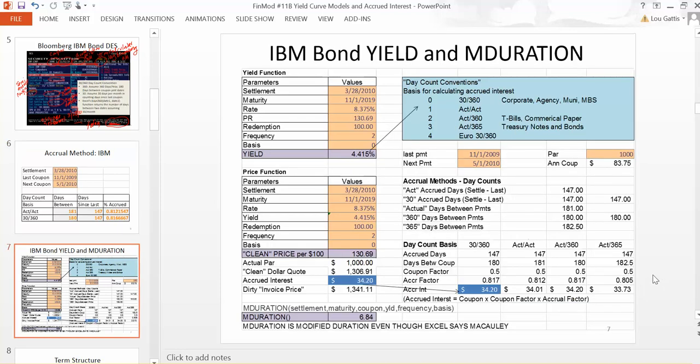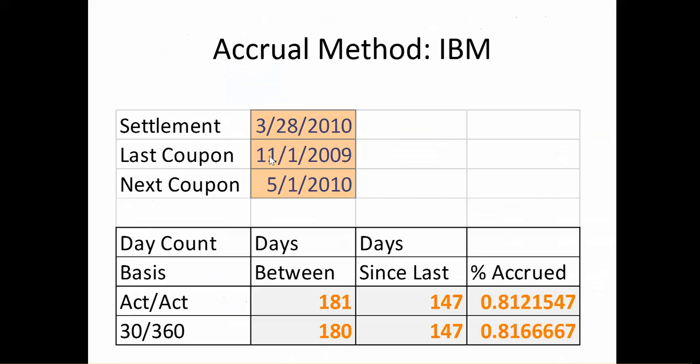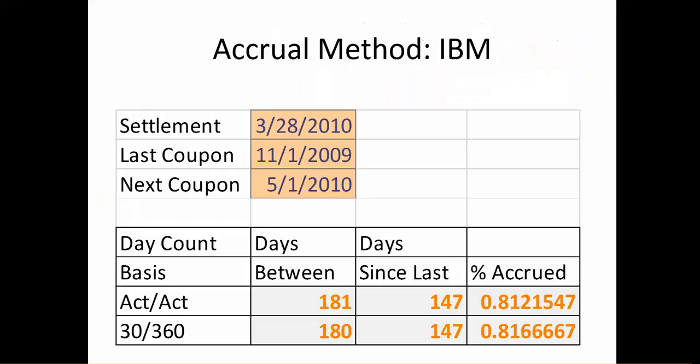So if I want to calculate the accrued interest, there's a little more detailed schedule. Let's take a look at this. By the way, I just took all the values from Bloomberg and plugged them in, and I used Excel's yield function. I got 4.41%, which is the exact same thing that Bloomberg was telling me. So if you're given price, 136.691, I can use Excel to calculate yield. So that's what I do.